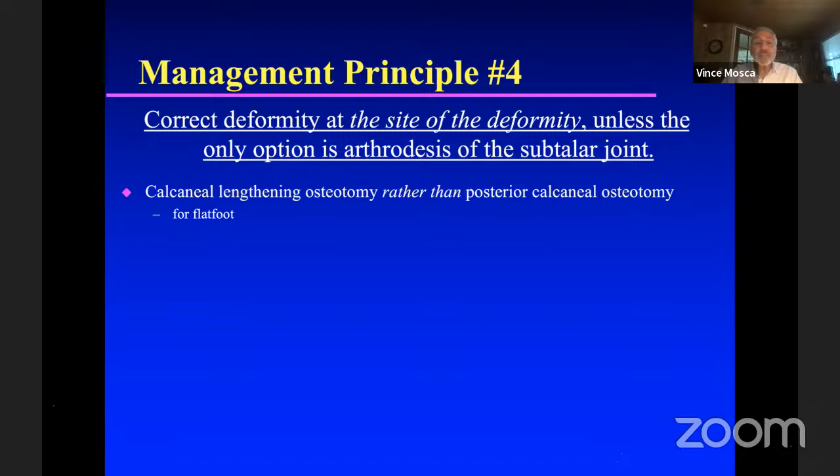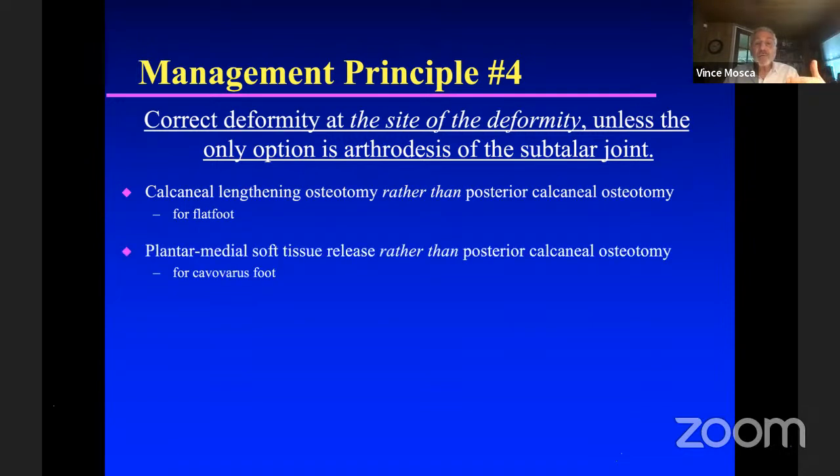So the posterior calcaneus osteotomy only corrects hindfoot valgus, but doesn't address the pathology unless you do a lot of other things. But the calcaneal lengthening osteotomy addresses eversion of the subtalar joint. It aligns the talonavicular joint. It elevates the arch. It corrects hindfoot valgus. So the site of deformity is addressed by a calcaneal lengthening osteotomy rather than posterior calcaneus displacement osteotomy for flat foot.